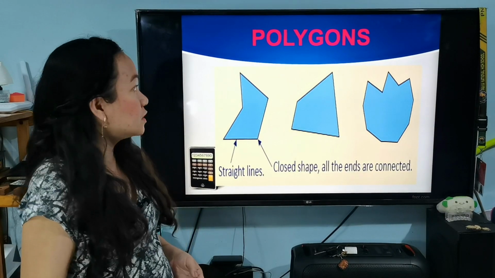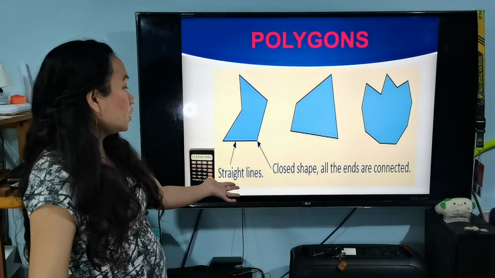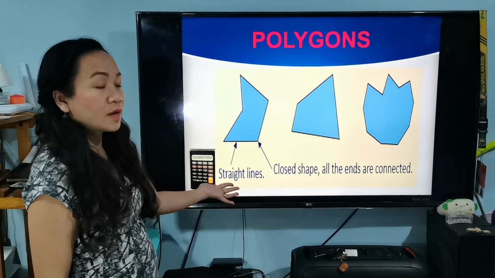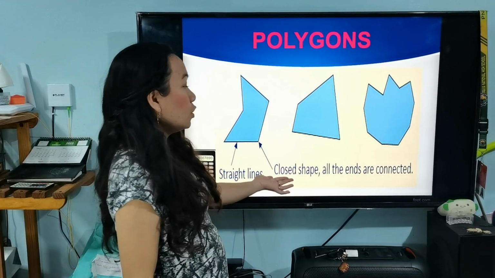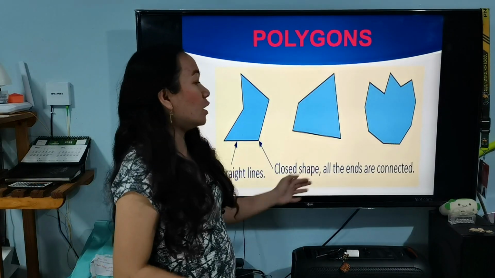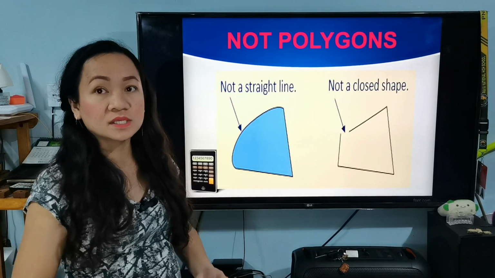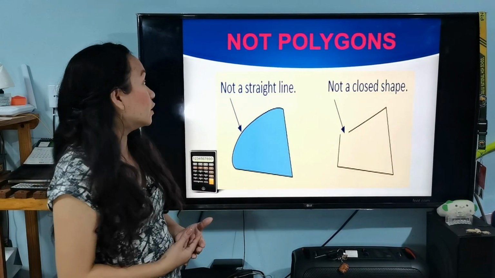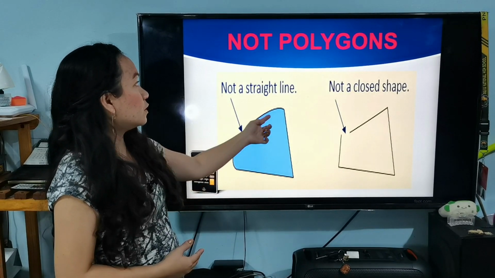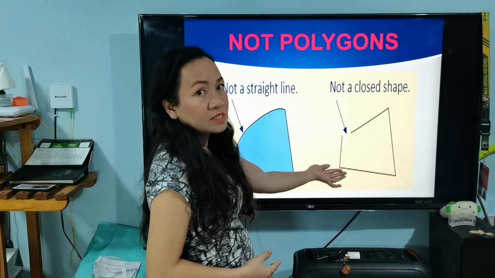Next, these are the examples of polygons. So we have here, the polygons are always composed of straight lines, always a closed shape, and all the ends are connected with each other. But if it is not a polygon, the figure, as you can see, has no straight lines and is not a closed shape.